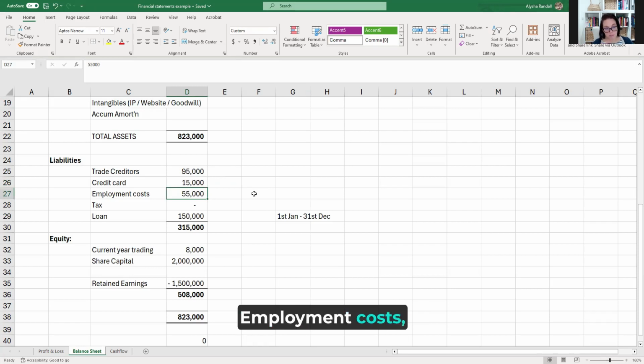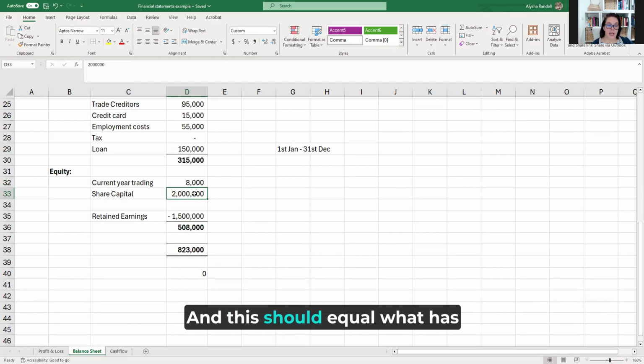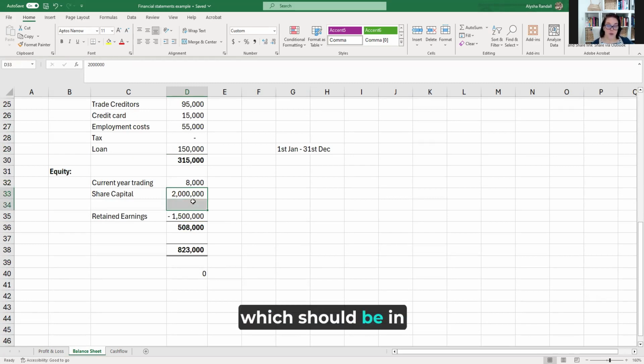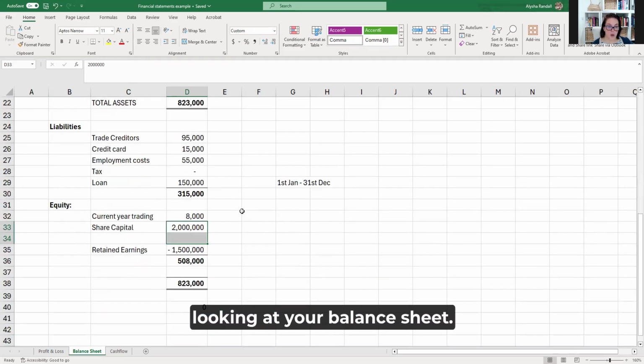Payroll costs should be just one month's worth. Loan should match your loan schedule. This should be year-to-date profits, and this should equal what has been invested in the business, which should be in your cap table. So those are all the things you need to think about when looking at your balance sheet.